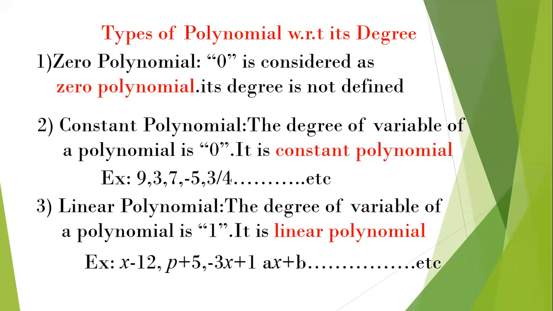So it is a binomial. It is a binomial because we have two terms in it. So just verify its degree. Its degree is only 1. Why? Because we are observing here only one variable. So what is the degree of this variable? 1. So degree of this total polynomial is 1. That is why it is a linear polynomial.